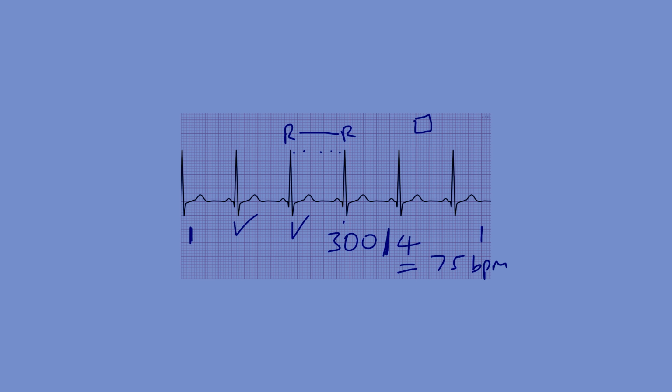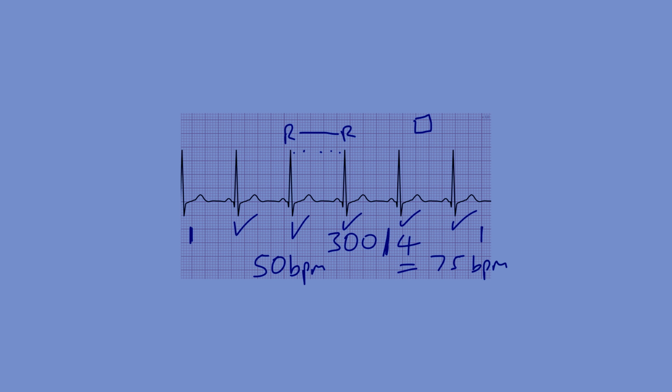So we know that there's 1, 2, 3, 4, 5. So what we do is we do 5 times, so there's 5 beats in 6 seconds, so if we times that by 10, that's 50 beats in 60 seconds. So then we'll say the rate at that point is 50 beats per minute.